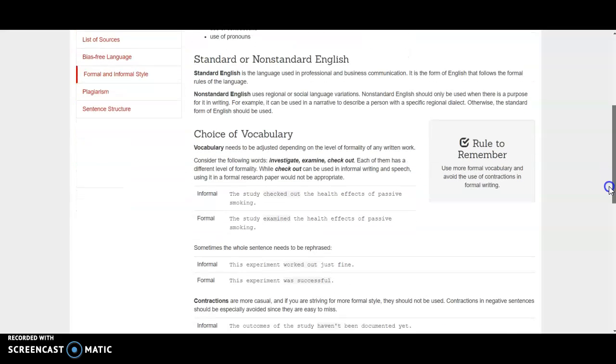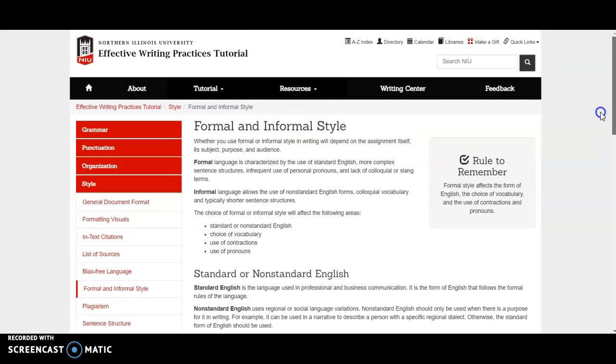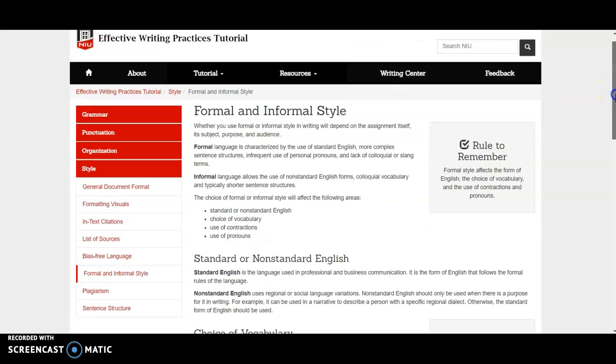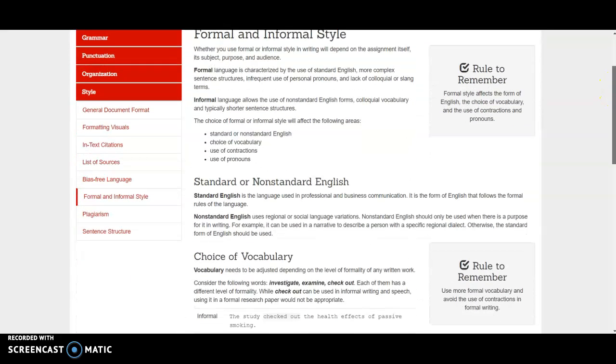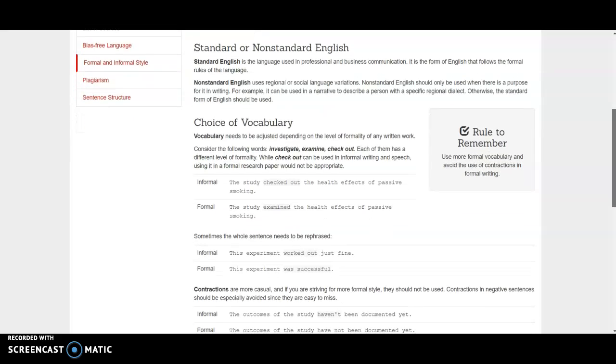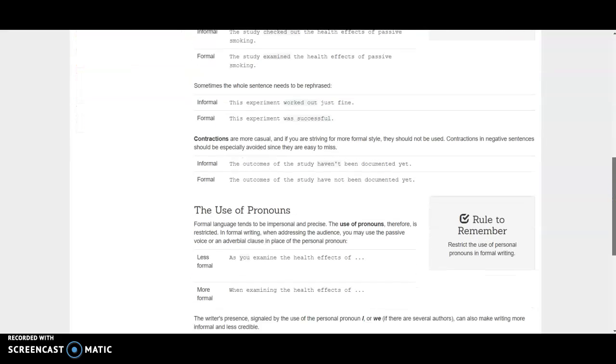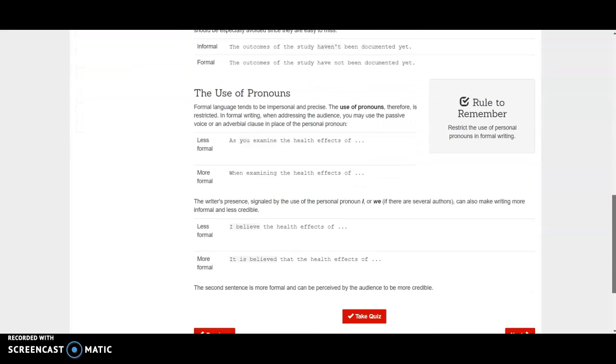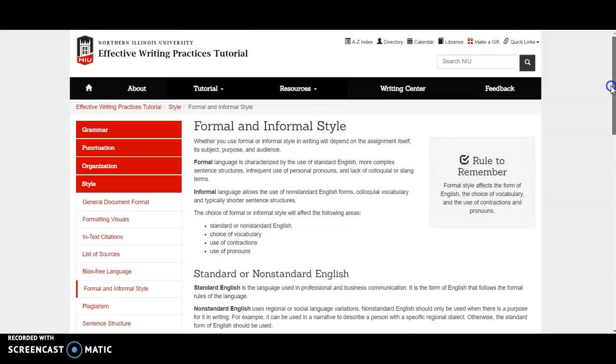And so there are a variety of websites that you can go to. I'm looking at one right now that's from Northern Illinois University, and it just talks about formal and informal style and then presents some subheadings there: standard or non-standard English, your choice of your vocabulary, the use of pronouns. And so taking these things into consideration when you're writing is very important.